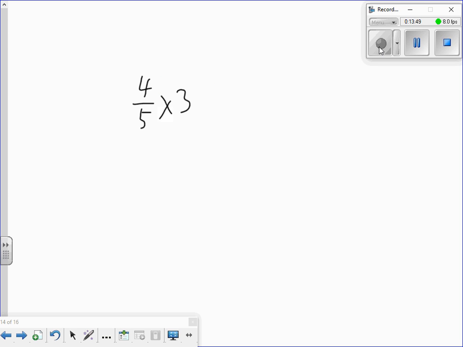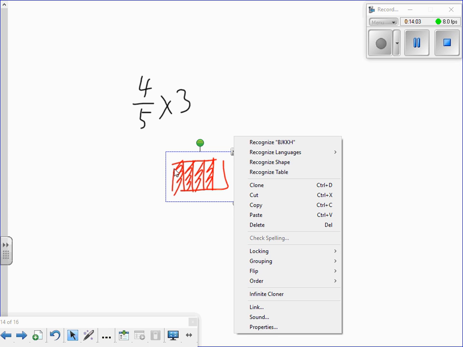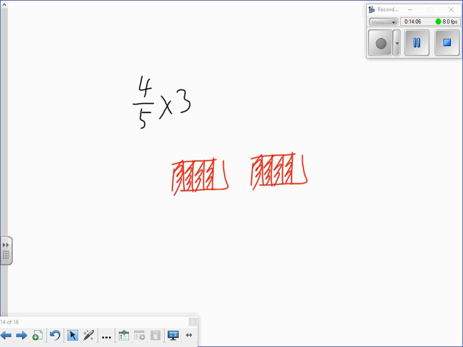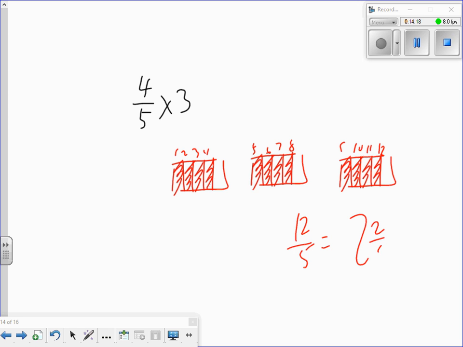Your next question is 4/5 times 3, which is the 6.1 unit that we just finished. So if I think about it from a drawing perspective, if I took 4/5, there's 1/5, 2/5, 3/5, 4/5, and if I tripled it, how many fifths would I have in total? Well, I would have 1, 2, 3, 4, 5, 6, 7, 8, 9, 10, 11, 12 fifths, which is equal to 2 and 2/5.